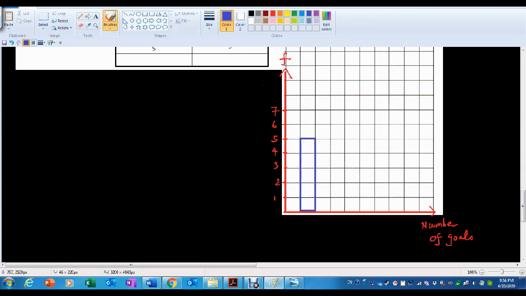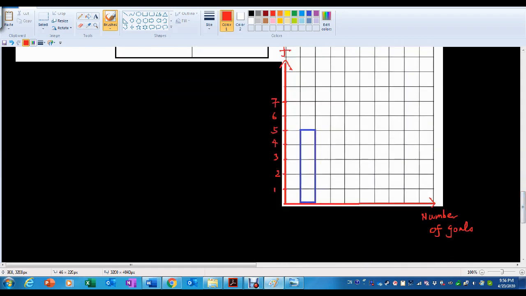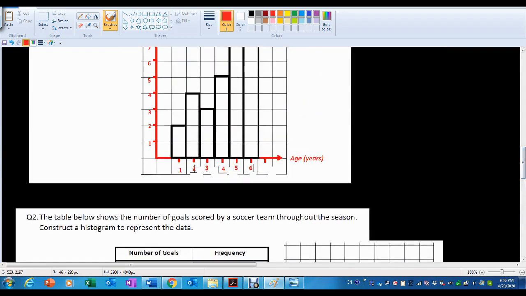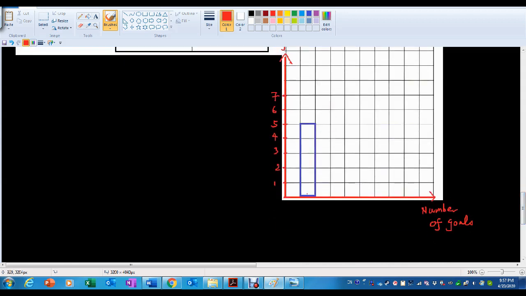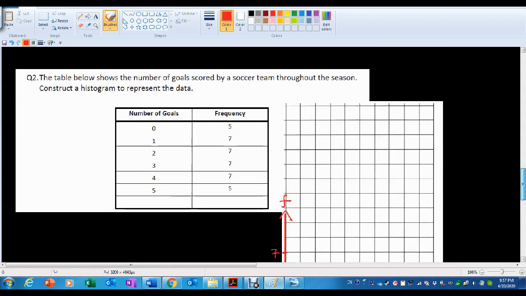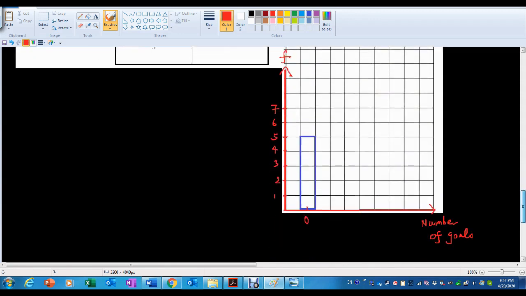So then the next question, where should we put that 0? Remember the first bar should be 1 unit away from the vertical axis. When we put the data, it should be at the middle part of the bar, the bottom of the bar. So I will put the number here, so it's 0. That means 0 goals, you have 5 teams, and teams that score 1 goal, you got 7 of them.